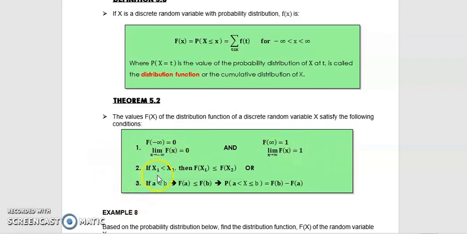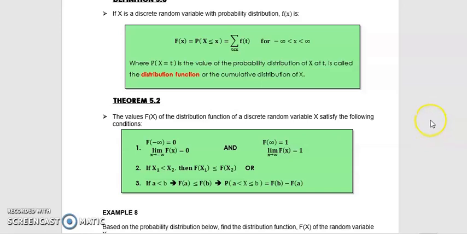Okay, second one, if x1 is less than x2, then the cumulative of x1 must also be less than or equal to the cumulative of x2. Or if a is less than b, then the cumulative of a must be less than or equal to the cumulative of b. This indicates that the probability of x greater than a but less than or equal to b is given by the cumulative of b minus the cumulative of a. So it's okay if you are confused by looking at this theorem. After this, we will look at an example.